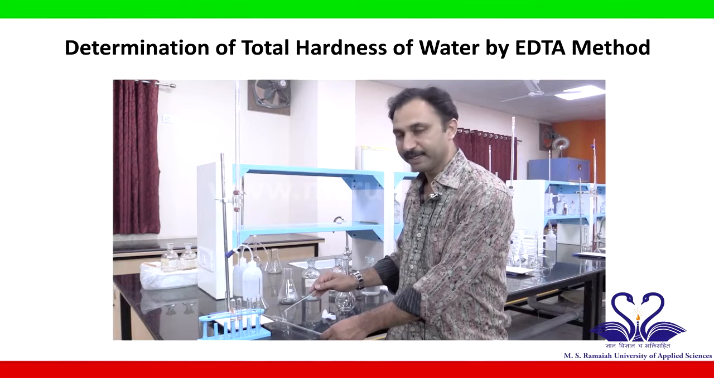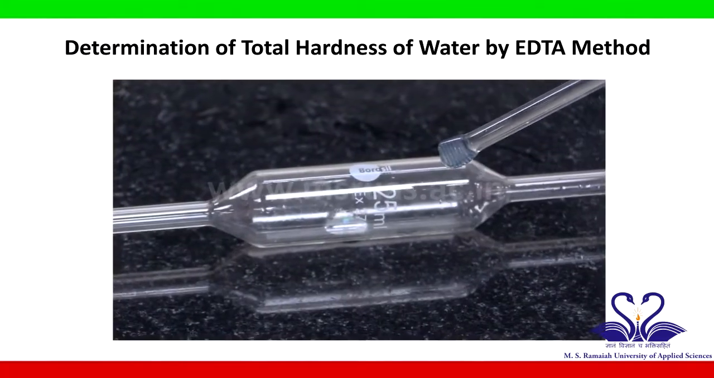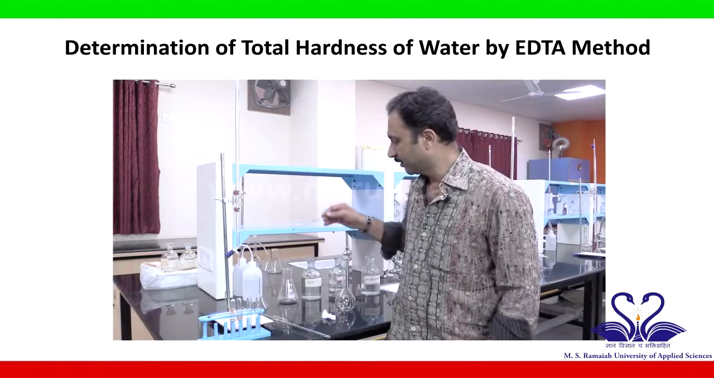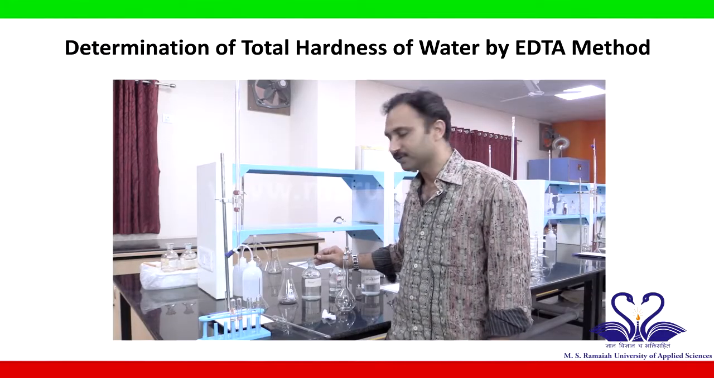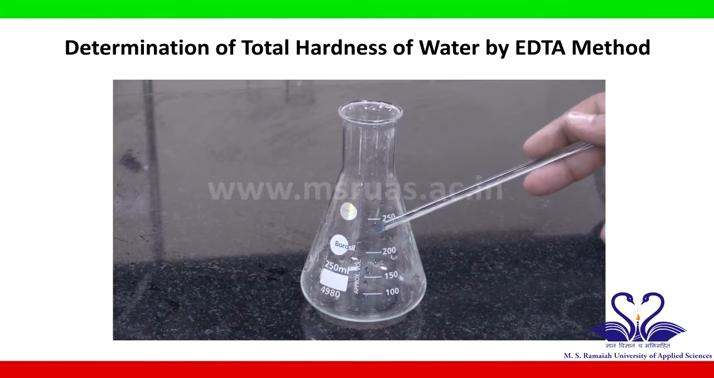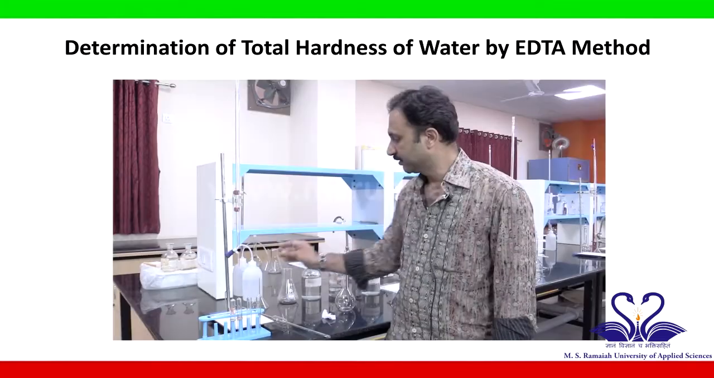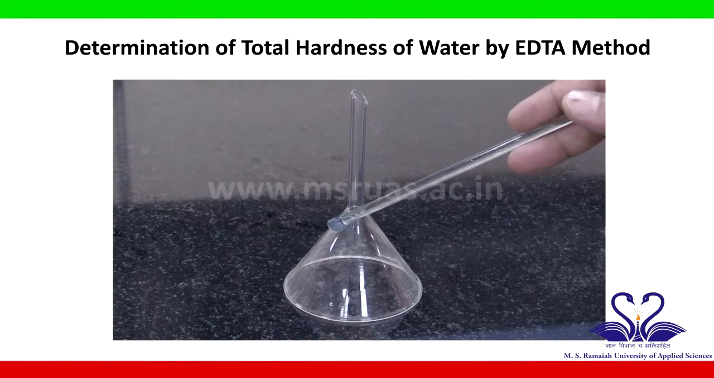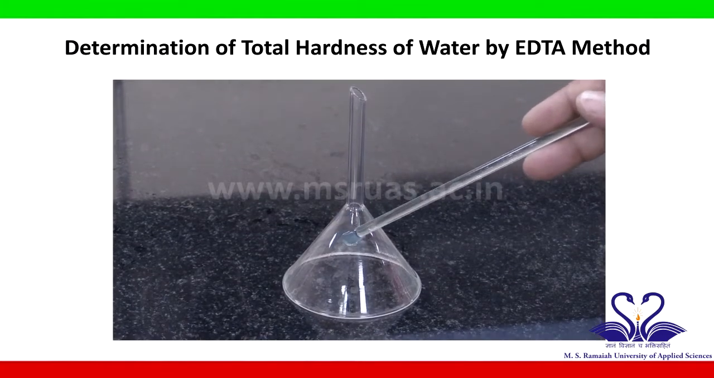a 25 ml pipette to transfer the hard water sample to the conical flask. A conical flask, 250 ml conical flask, where you are going to transfer your hard water sample and carry out the reaction. A funnel to transfer the solid EDTA to the standard flask.